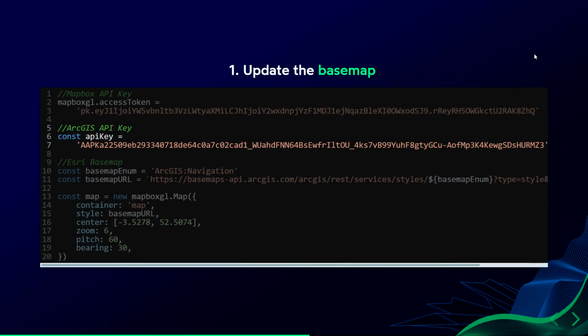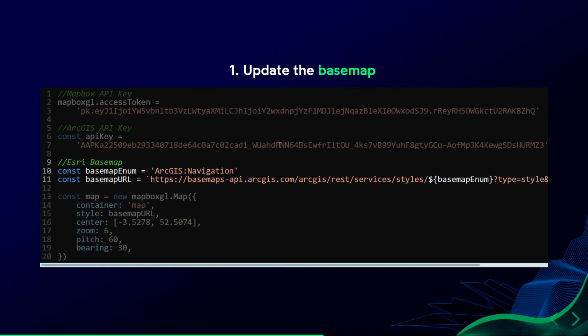Let's get started. Updating the base map. As Johnny mentioned earlier, most of your applications will start with your API key. It's your access point to access base maps, your secured services, or premium location services. Once we have that, we specify the base map URL, which always follows the same format, but it takes different base map identifiers. In this case, I've chosen the ArcGIS navigation base map.